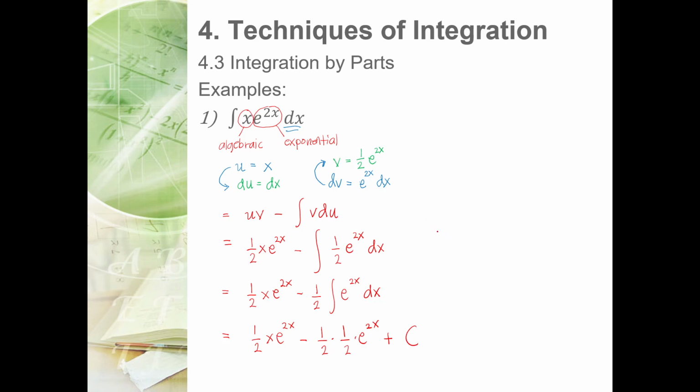So the final answer would be 1/2 x times e raised to the power of 2x minus 1/4 e raised to the power of 2x plus c. So this is your final answer. Any questions for number 1?